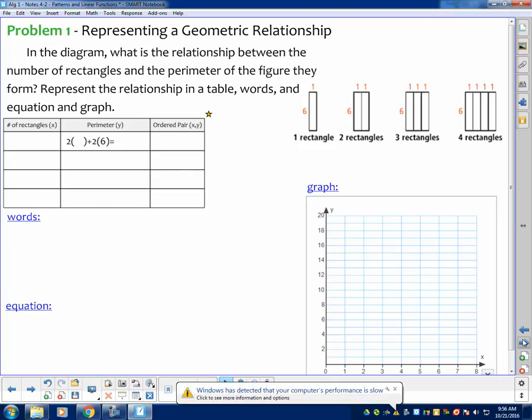Okay, so here I have a rectangle, and the rectangle has a perimeter. You remember how to find the perimeter of a rectangle? How many lengths of 6 do we have here? 2. Notice in each picture, I have 2 sixes, 2 lengths. But what's changing each time? What's the variable? The 1s are changing each time. There's more of them each time I add a rectangle, right? So that's the variable.